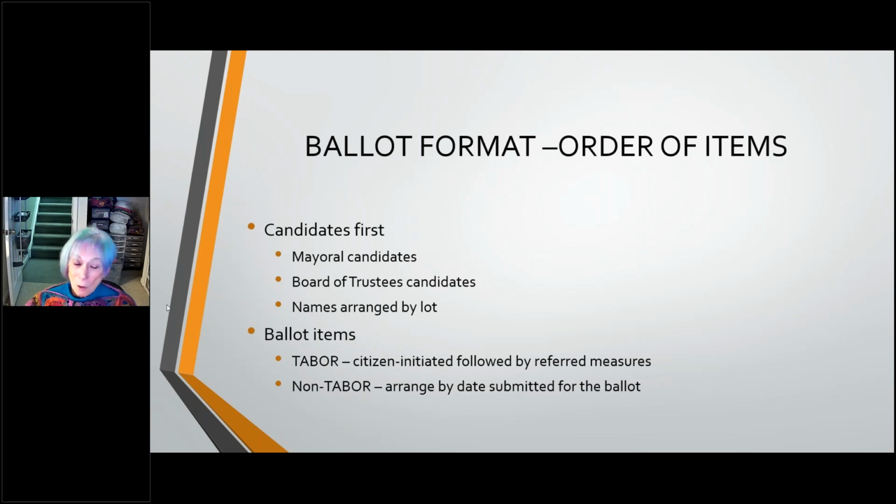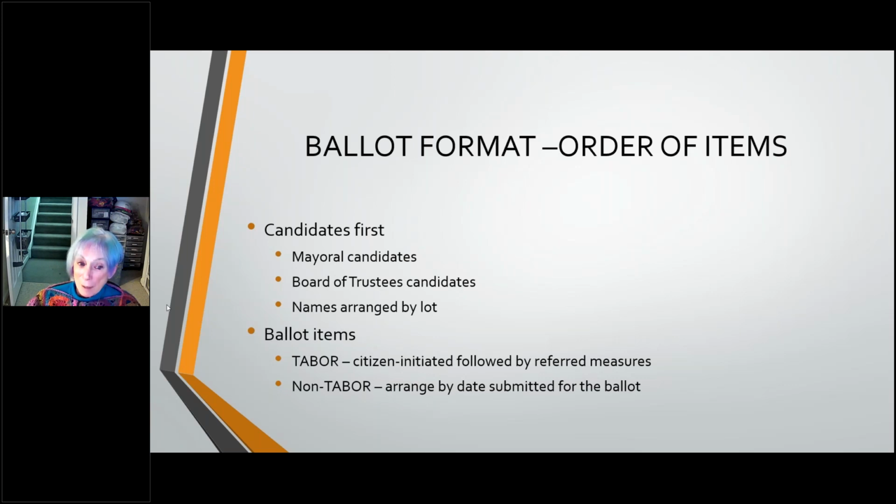Then, if you are also taking the opportunity of putting ballot items on your regular election ballot, after the candidates you would put the ballot items. The first ones are going to be TABOR, the Taxpayer Bill of Rights: the financial issues, tax issues, debt issues, debrucing, all that kind of stuff. They are the first ones to go. And if you have any on the ballot that got there by citizen petition, they come before the ones that are referred to the ballot by your governing body.